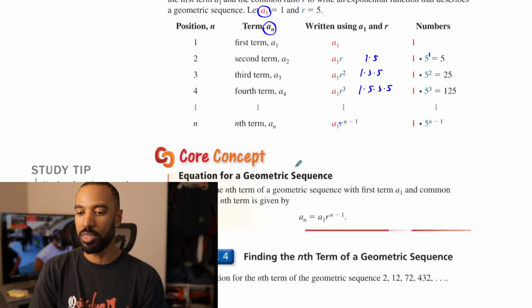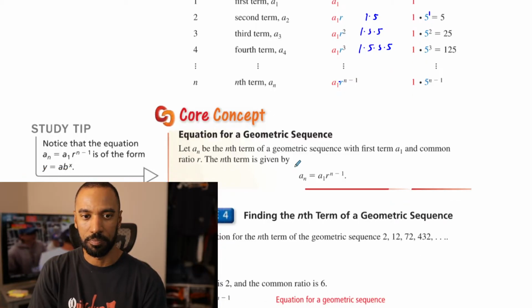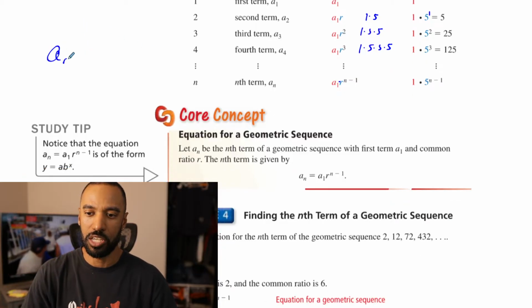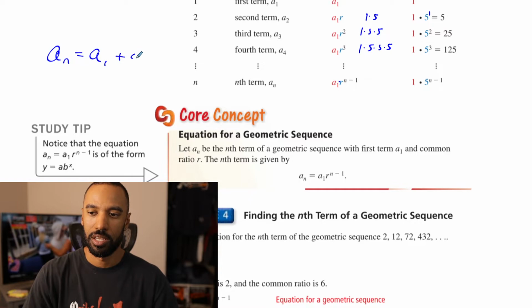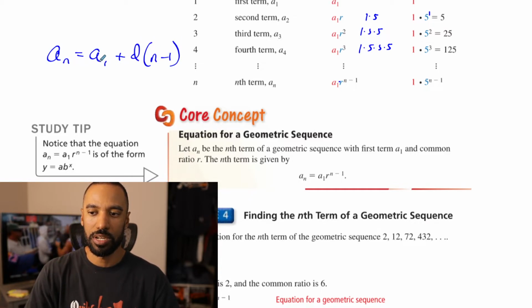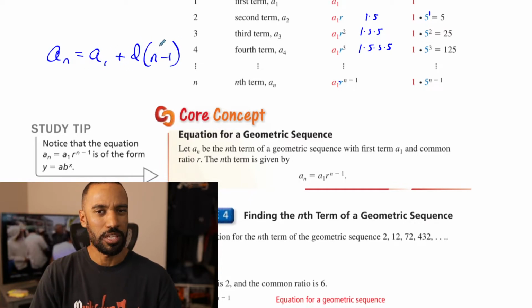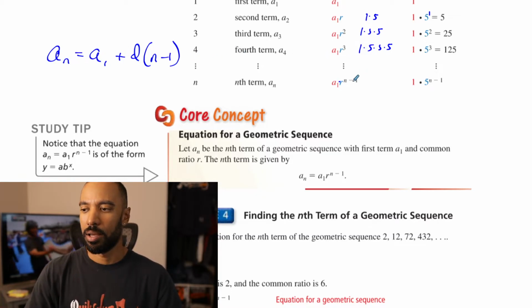So if you remember the arithmetic sequence rule, it looks like this. You add d n minus 1 times like that. Maybe that rings a bell. Hopefully it's something that you remember from back when.